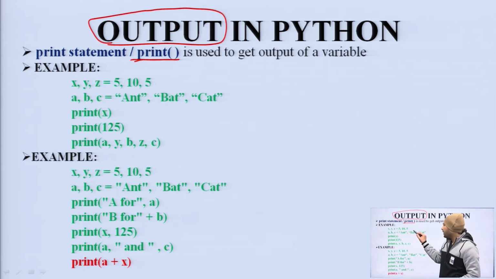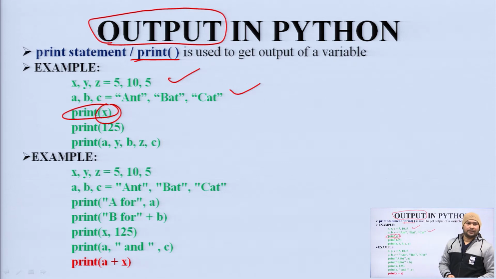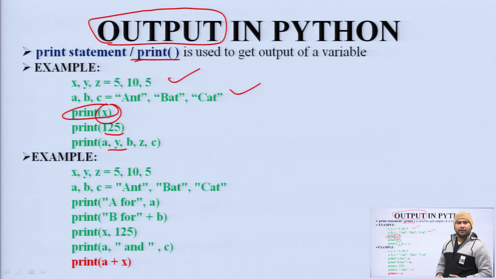Here you can see that we have defined the variables x, y, z, a, b, c, and we are trying to use the print statement. In this print statement, we are putting the variable name in the parentheses. It is very similar to a function. Now, I have introduced the word function. In upcoming slides, we are going to see a little bit about these functions, but here we are going to see this print function. Similarly, x, 125, a comma y comma b comma z comma c. That means, whenever we are going for multiple outputs, you can use the comma to separate the variables, and then you can see the output of multiple variables.